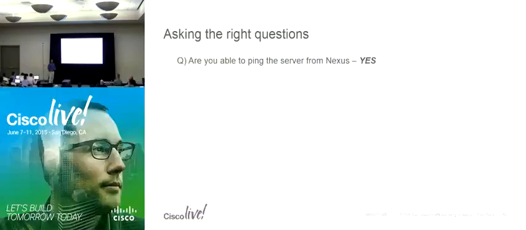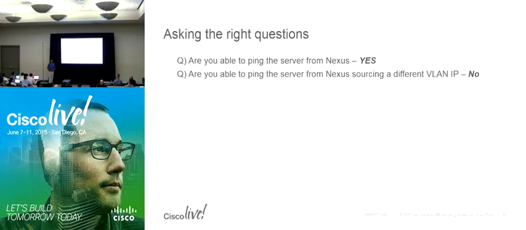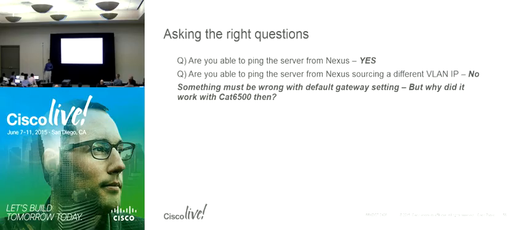So the next logical step would be, ping the same server, but source a different VLAN IP. What are you achieving by doing this test? You're trying to figure out if inter-VLAN routing for those servers is working. So you're forcefully making the server respond back to an out-of-subnet IP, by sourcing the pings from a different VLAN.